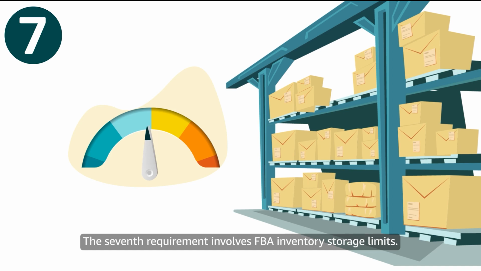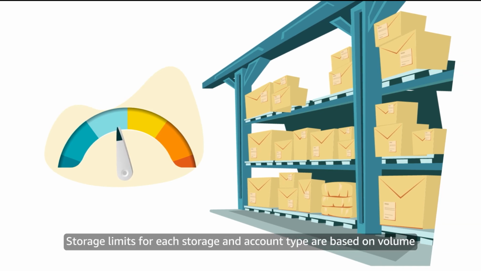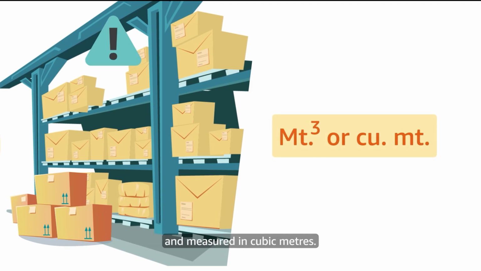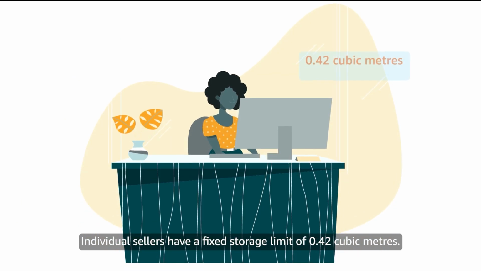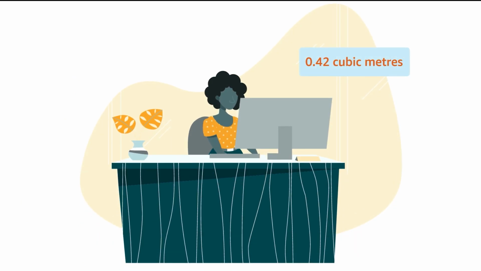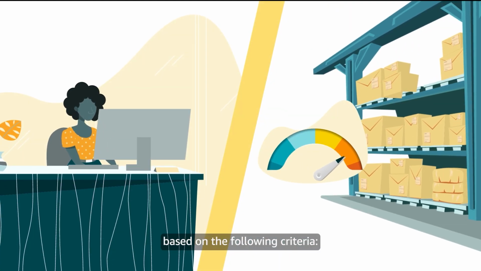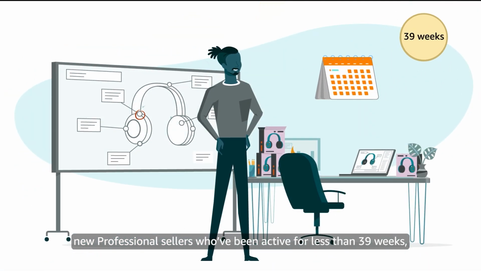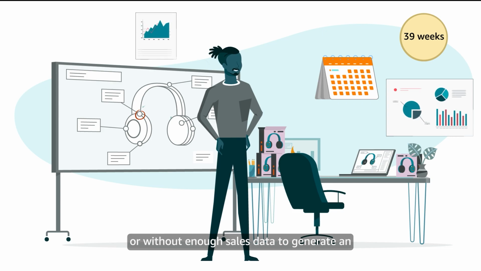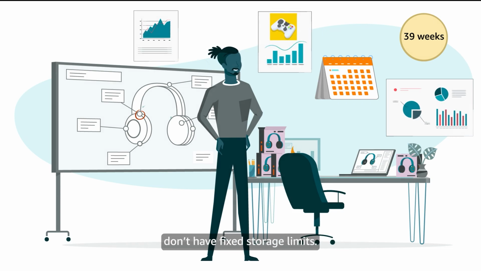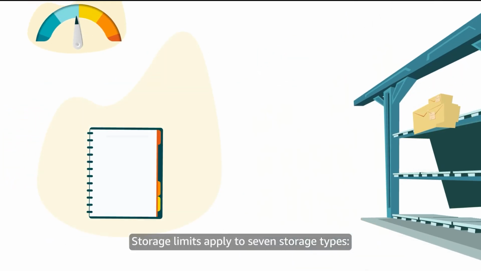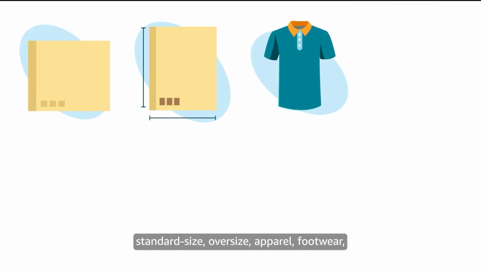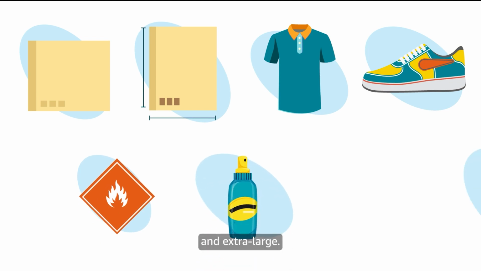The seventh requirement involves FBA inventory storage limits. Storage limits for each storage and account type are based on volume and measured in cubic meters. Individual sellers have a fixed storage limit of 0.42 cubic meters. Professional sellers may not have the storage limits based on the following criteria: new professional sellers who've been active for less than 39 weeks, or without enough sales data to generate an Inventory Performance Index or IPI, don't have fixed storage limits. Storage limits apply to 7 storage types: standard size, oversize, apparel, footwear, flammable, aerosol, and extra large.